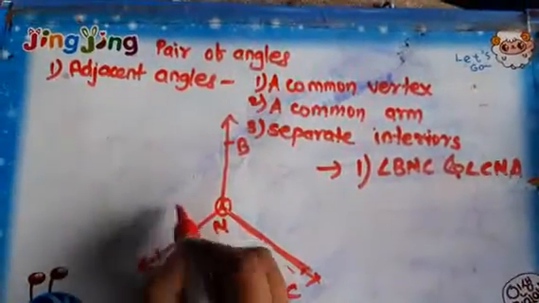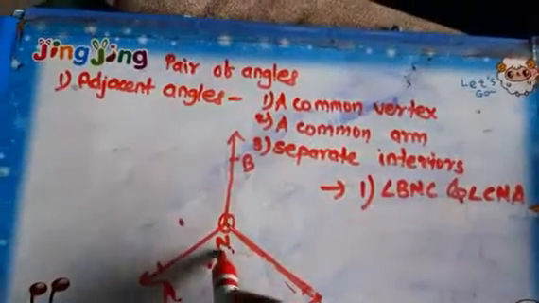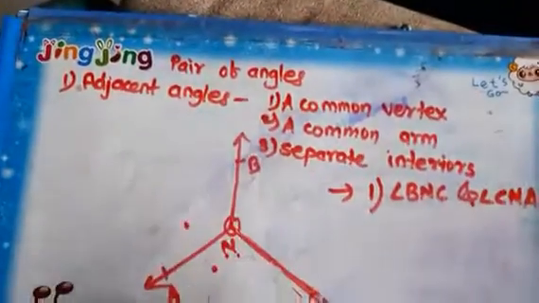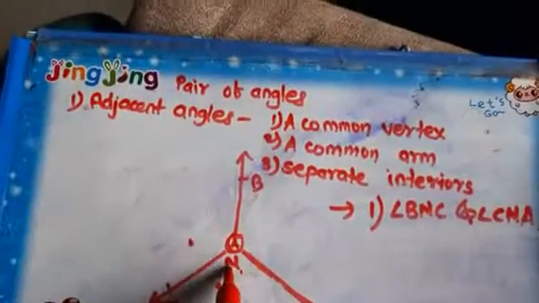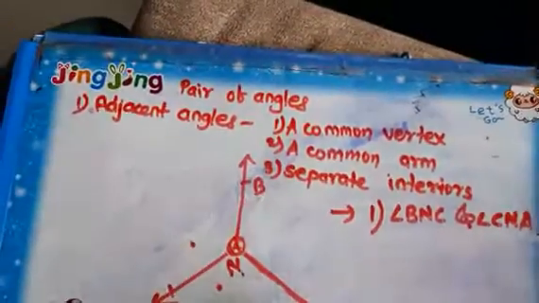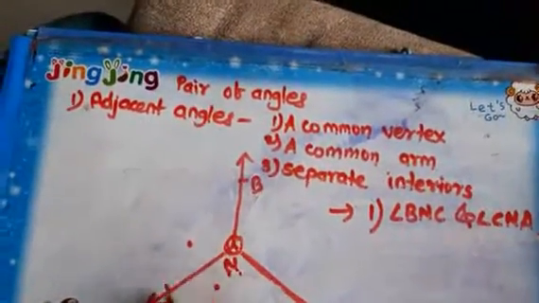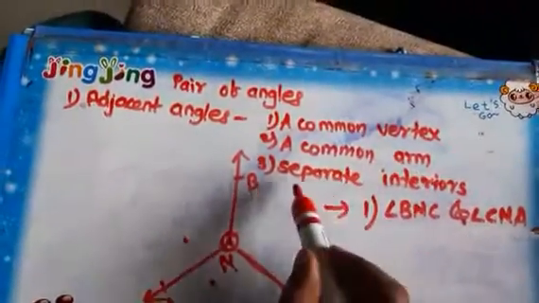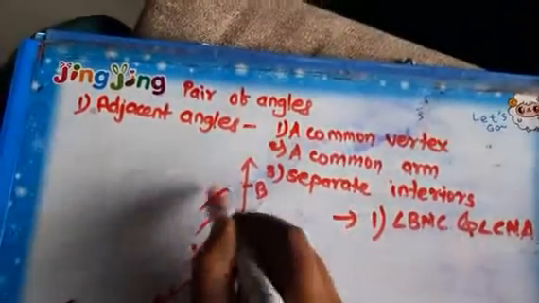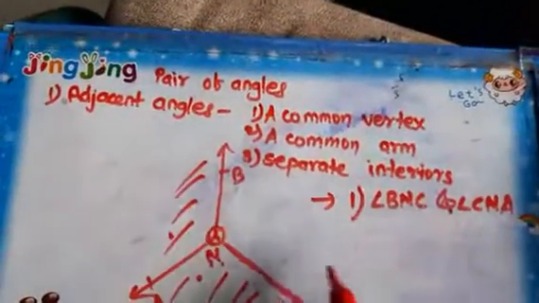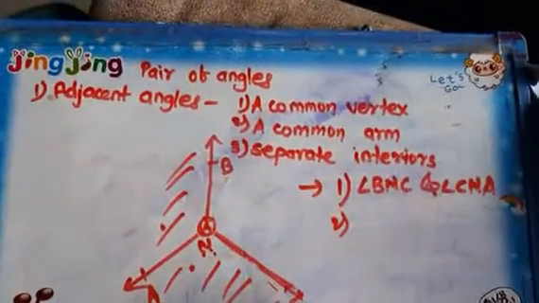Now in this angle we will check CNA and ANB. These conditions we will check for these angles also. They should have a common vertex. Yes, the common vertex is N, and the common arm between this angle and this angle is AN. So it is also okay. Separate interiors: the interior of this angle is this and the interior of this angle is this one. Means all conditions are satisfied. So they are a pair of adjacent angles.